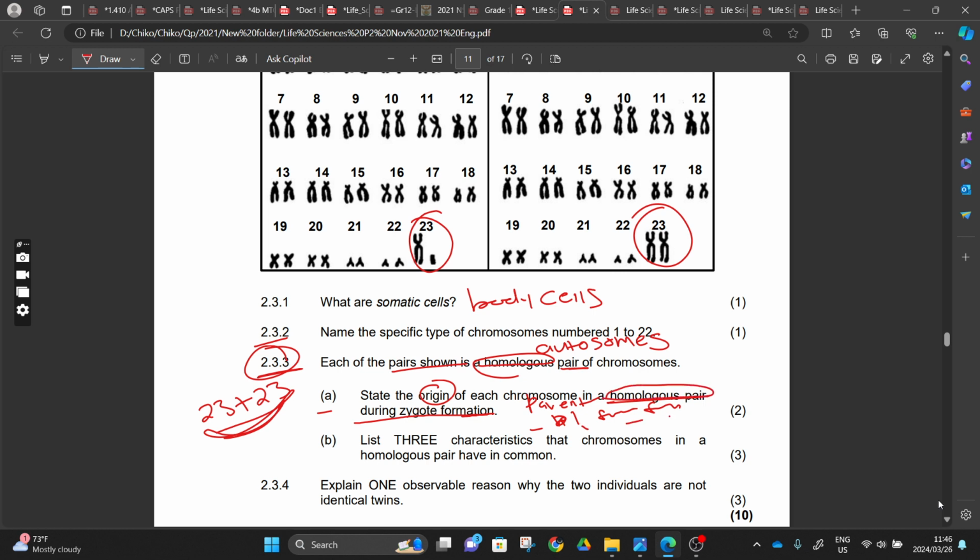I get that it's a homologous pair. But state the origin of each chromosome in a homologous pair. If we are seeing these two chromosomes, tell us where this chromosome is coming from, and where this one is coming from. This one is coming from the father, and this one is coming from the mother. That's what I was trying to explain here. And then you may say it's coming from the parents, one chromosome from the father, one chromosome from the mother. Then number B, list 3 characteristics that chromosomes in a homologous pair have in common.